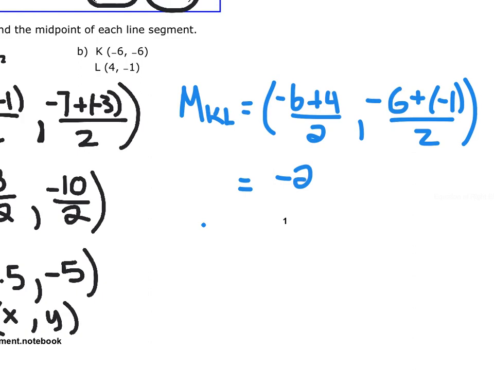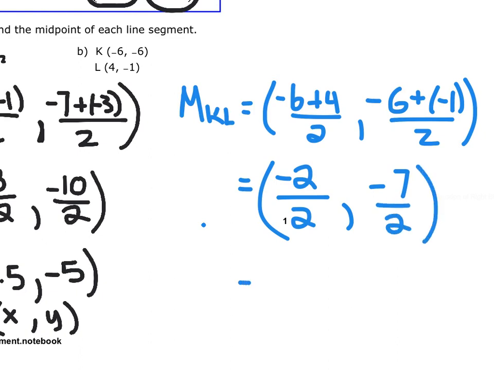We solve for those coordinates. We get -2 over 2, and we get -7 over 2. And again, when you're going to reduce them, just make sure that they work out nicely. So, for example, -2 over 2 gives you a value of -1, okay? And then -7 over 2 gives you a value of -3.5. And that's a fine number because it works out nicely with the decimals, okay? So just make sure you're checking that.